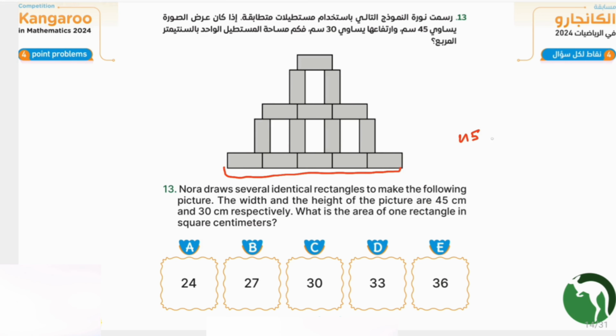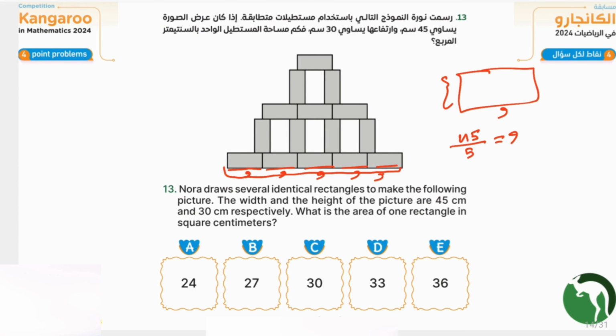So if we divide 45 by 5, we will obtain 9, and the width of each rectangle is 9 here, 9, 9, 9, 9 here. So now we need to find the height of the rectangle, this part, because we know now the width. We still need to know the height in order to calculate the area of a single rectangle.